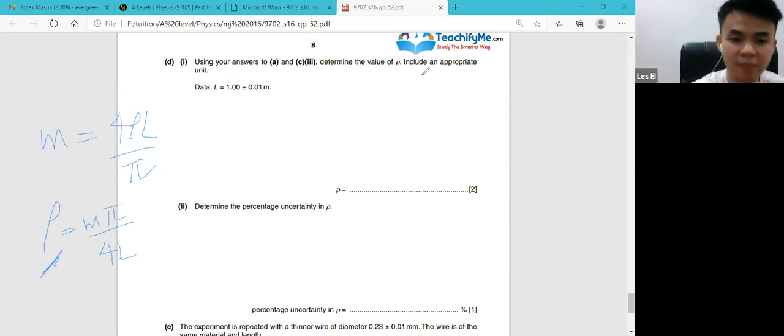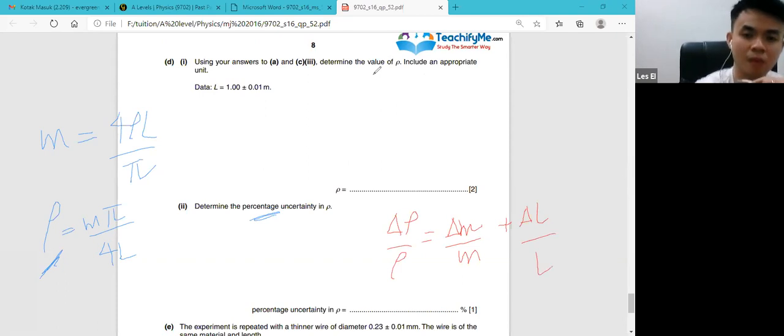And if you want to find the percentage uncertainty, how are you going to calculate it? So it means the fractional uncertainty of the resistivity is the uncertainty of the gradient over the gradient, plus the uncertainty of length over length, right? Why do I ignore the pi and the 4? Do the pi and 4 have any uncertainty? No, right?